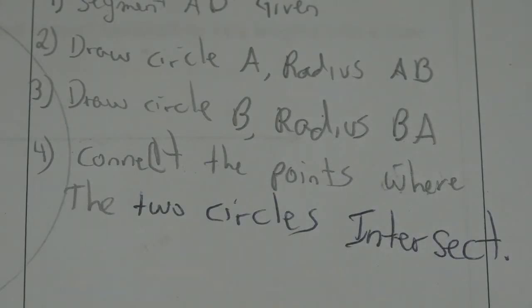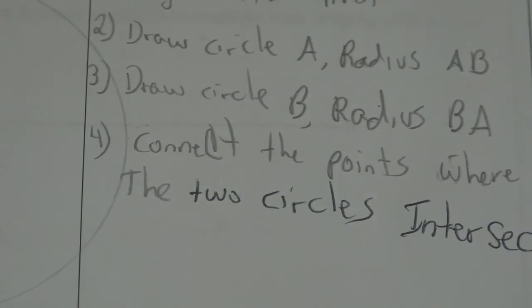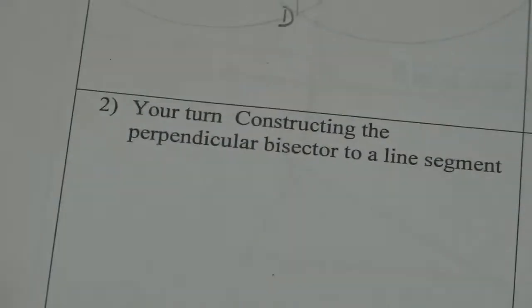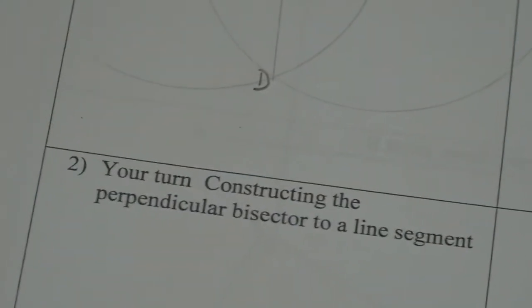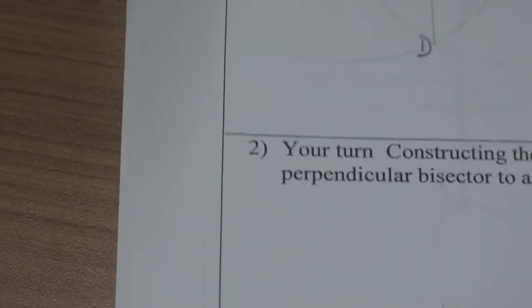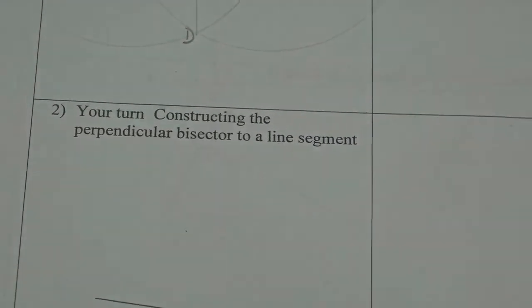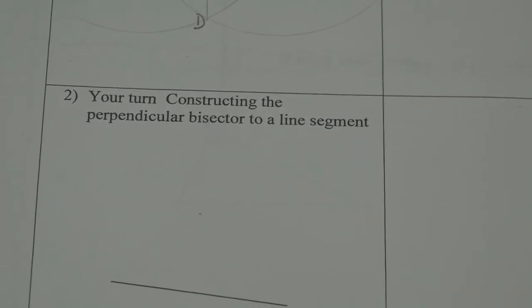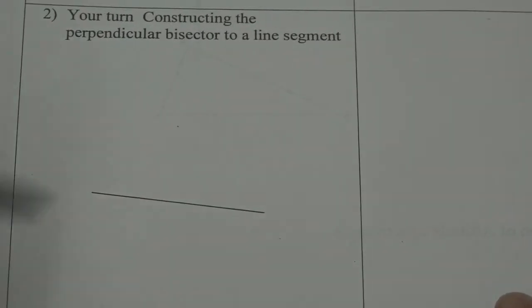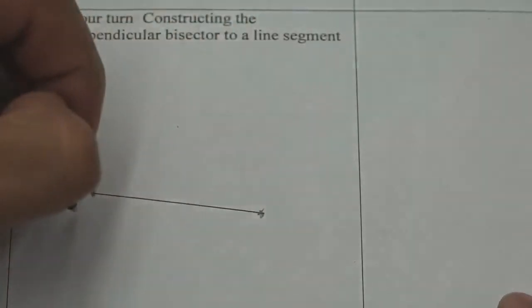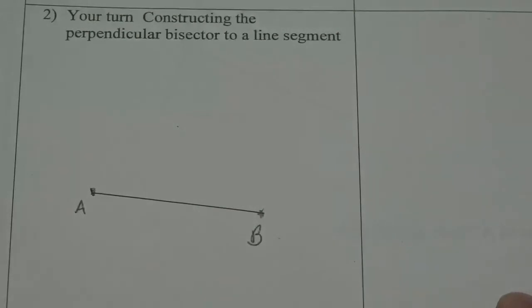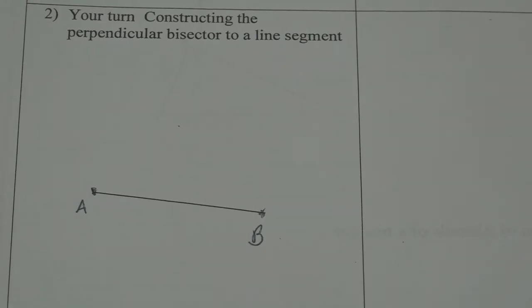Okay then. So now you know about the perpendicular bisector. Now it's your turn to do the drawing. So let's do it. Let me make it smaller. Your turn. So what are we gonna do? We label point A, point B, and construct an equilateral triangle, basically. Okay, do it then.